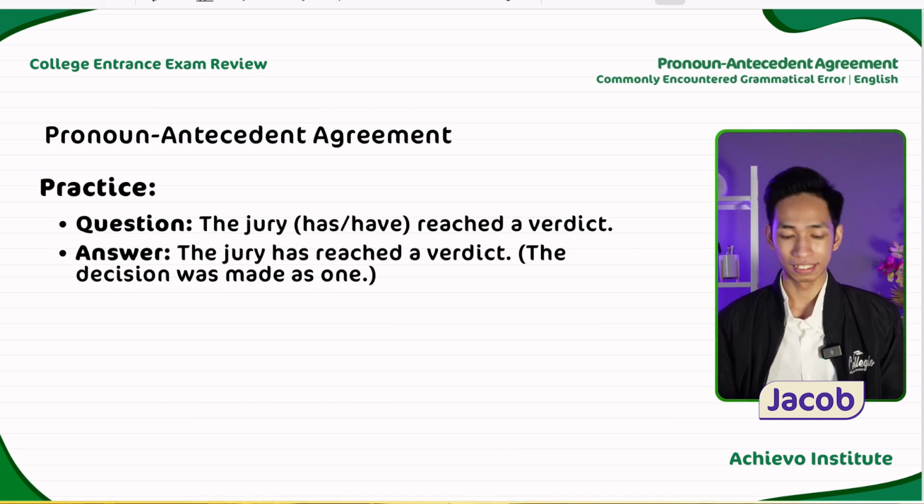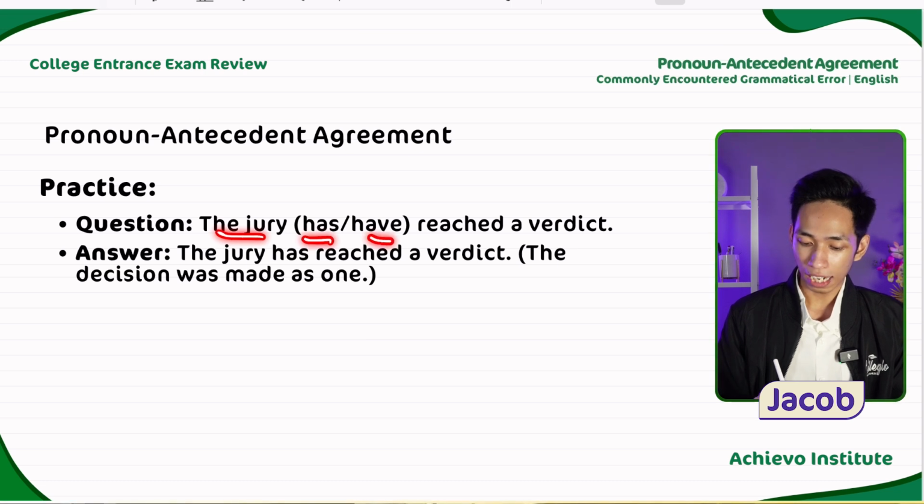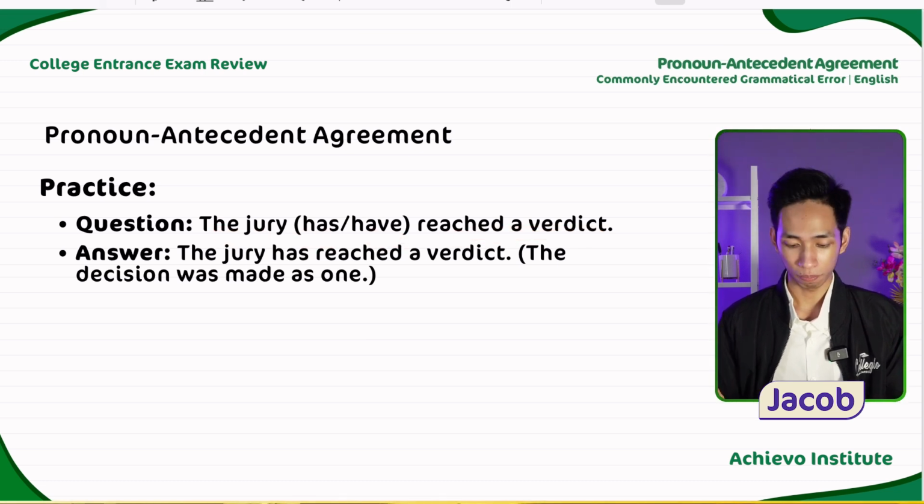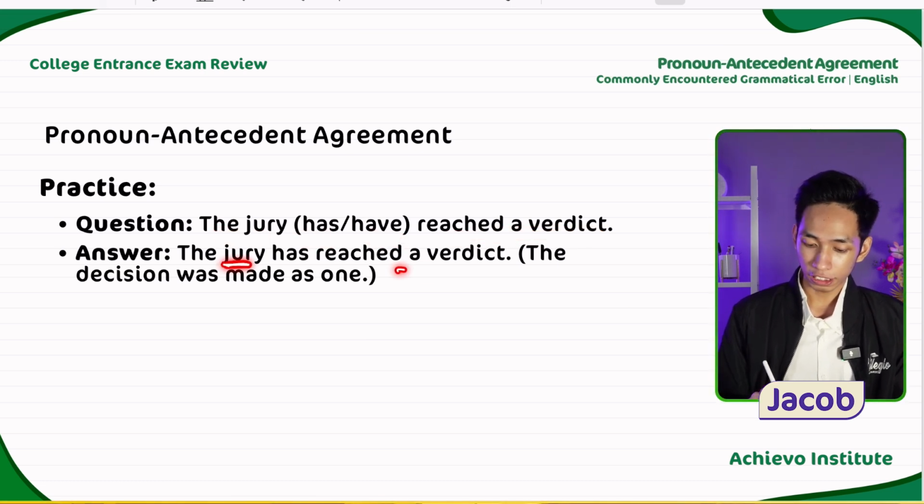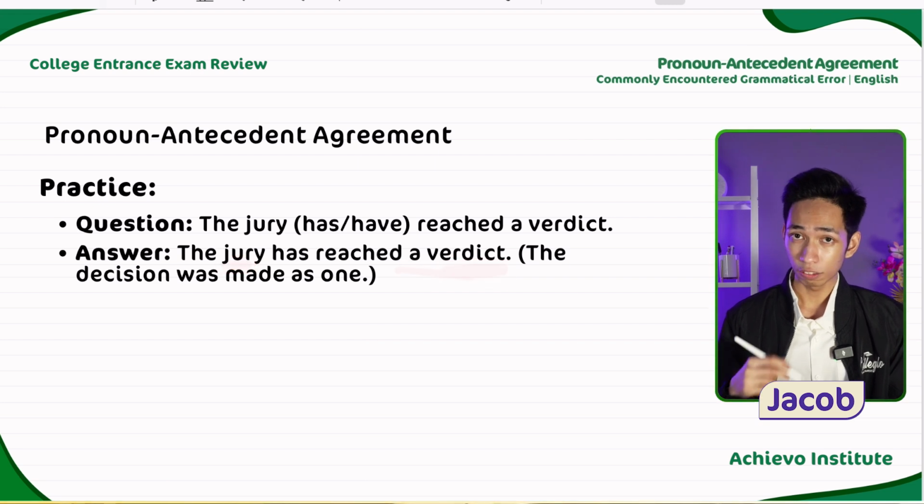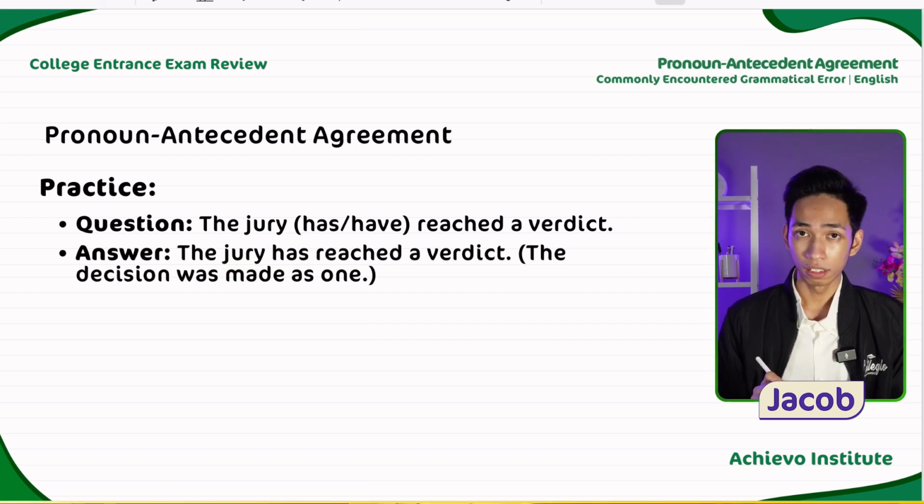Let's practice. The jury has or have reached a verdict. So the jury reached the verdict as one. Hence, we should treat them as a singular noun. Thus, we need a singular verb, has.